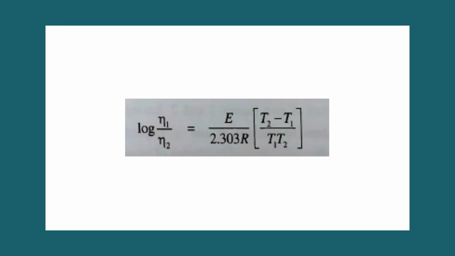Suppose we measure the viscosity of a liquid at two different temperatures, T1 and T2. Then these viscosities are related to each other by log eta 1 by eta 2 equal to E by 2.303 R into T2 minus T1 divided by T1 T2. By this equation, we can calculate the activation energy for viscous flow of a liquid.